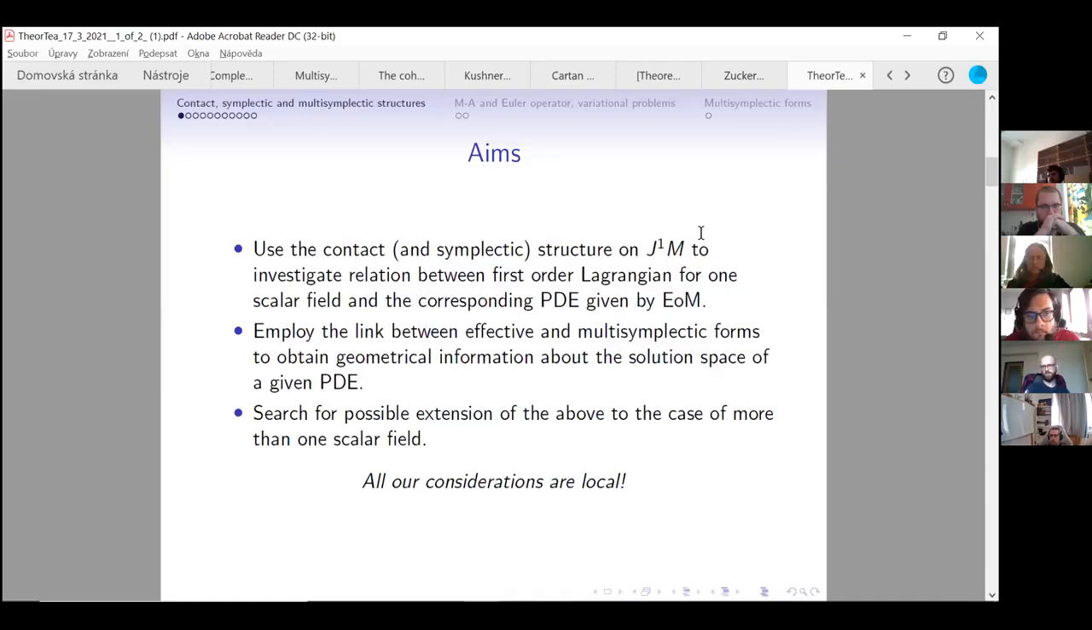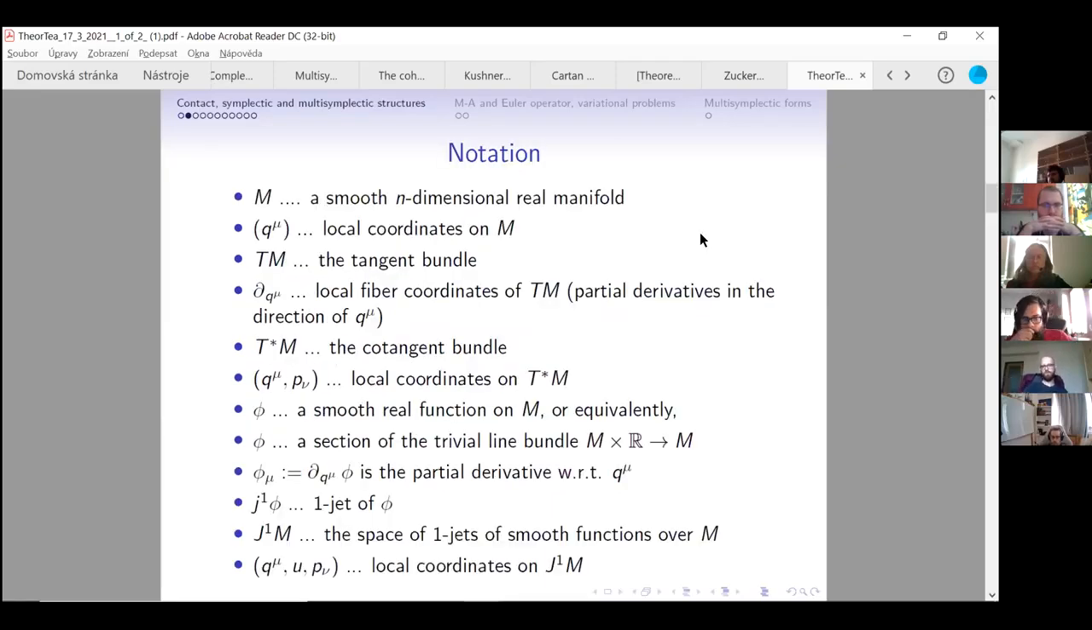We do not assume some global abstractions, just local things, although I will everywhere write M for smooth manifold, and it will look like we are dealing globally, but all considerations are local. So just to fix notation, if there is some question about the notation, I hope there is none. I try to keep it as simple as possible. So just check this out.